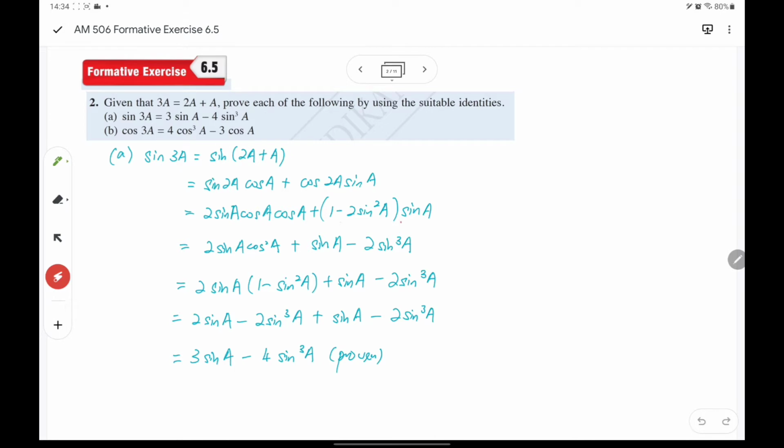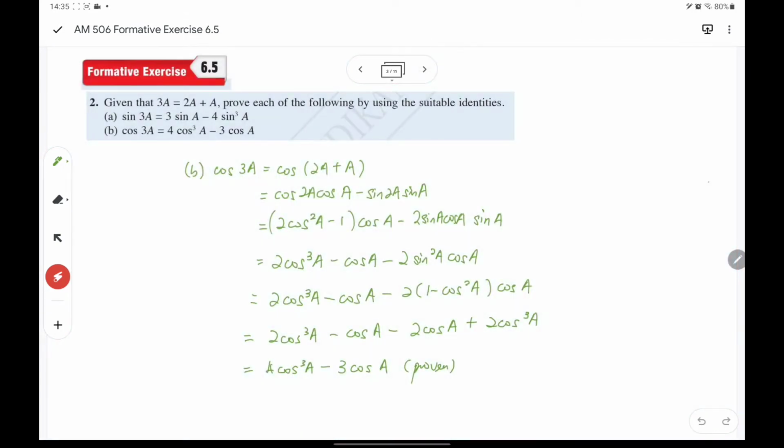So times with sine, then we have 2 sine A cosine square A plus sine A minus 2 sine A to the power of 3. And we want everything in terms of sine. So we can change the cosine square A into 1 minus sine square A. There we get 2 sine A bracket 1 minus sine square A plus sine A minus 2 sine cube A. Then expand the bracket, we get 2 sine A minus 2 sine cube A plus sine A minus 2 sine cube A. So lastly, we can get 3 sine A minus 4 sine cube of A. Prove it.